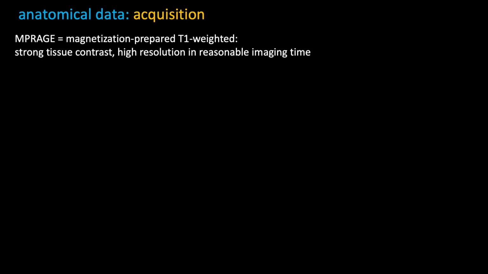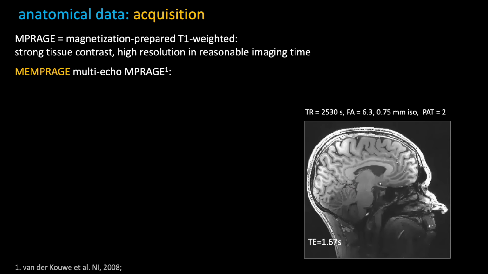So let's start with the acquisition. As I mentioned, we use MPRAGE, which is magnetization prepared T1 weighted acquisition, and we like it for the strong tissue contrast that it provides, and also for the fact that we can get the high resolution data in a reasonable imaging time. That means about 7-ish minutes. And we use a multi-echo variation of the sequence, so you can see here 4 different echoes.